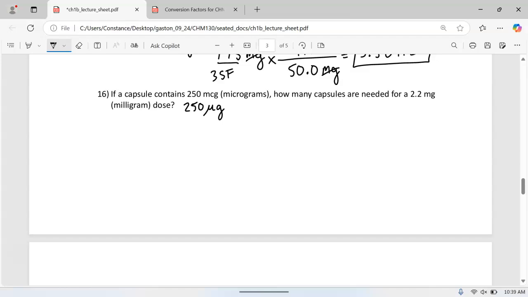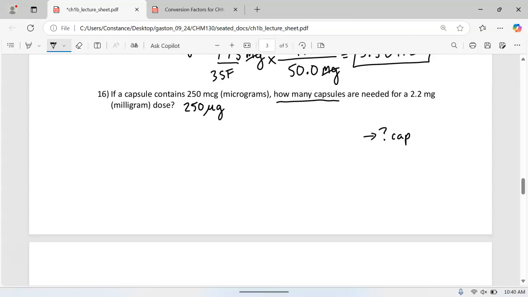Now we've got to determine what is our target. That's the easiest thing. And they're asking how many capsules. Okay, so I know at the end of all this, I have got to find capsules. I'm going to abbreviate that as a cap.